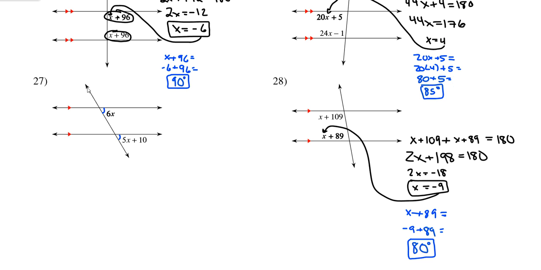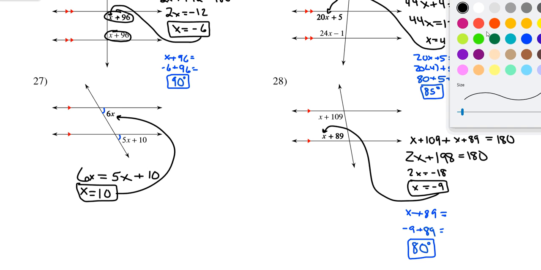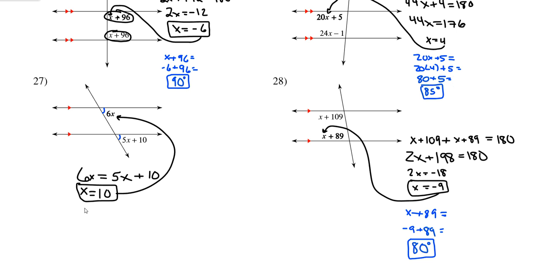All right, let's go back to this one, 6x equals 5x plus 10 because they are corresponding angles, so they're congruent. Subtract 5x from both sides, I get x equals 10. That is not my answer. I need to plug it back in for x into the angle measure that I'm looking for, into the expression that represents the angle measure. So 6x becomes 6 times 10, which is 60. So that angle measure is 60 degrees.